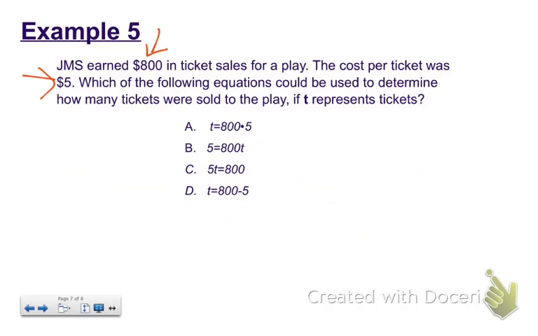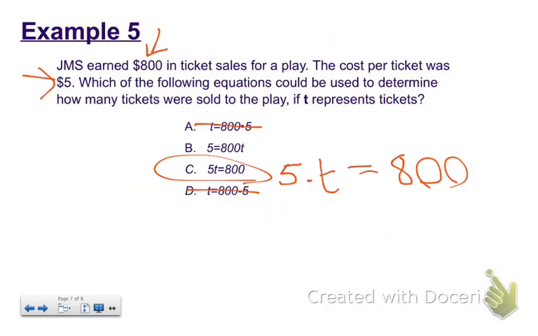So if I look down here, that eliminates that one and that one, because 800 total times $5, that's not going to tell me how much a ticket cost. And then $5 equals $800 times every ticket. That doesn't really make sense either. But here I have $5 times the number of tickets sold equals $800 total. So that makes sense. But down here, ticket equals $800 minus 5. A ticket's not going to cost $795. So C is the only one that makes sense in this situation.